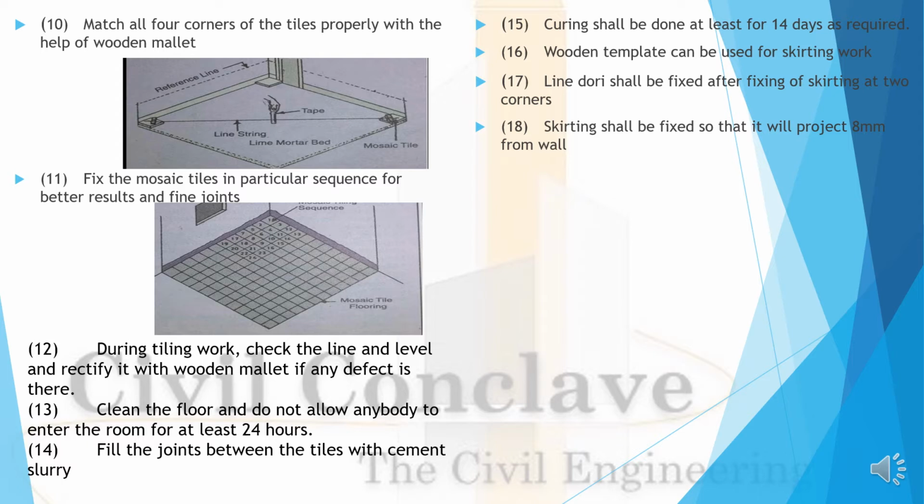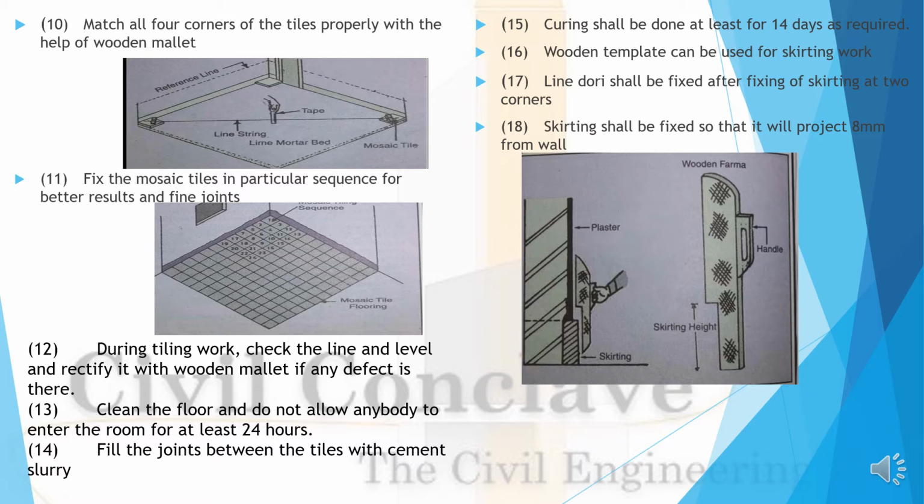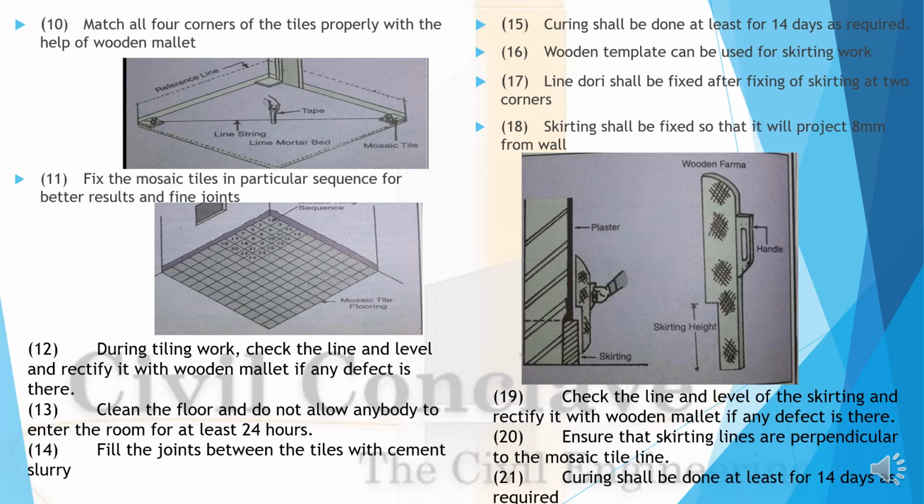Skirting shall be fixed so that it will project from the wall. See, this is a skirting mallet which you can prepare. See, you see the plaster and you give it groove thickness, okay. This is the skirting height. Whatever the thickness of the tiles, you can cut it off so that you can exactly check how the skirting has been fixed. Check the line and level of skirting.